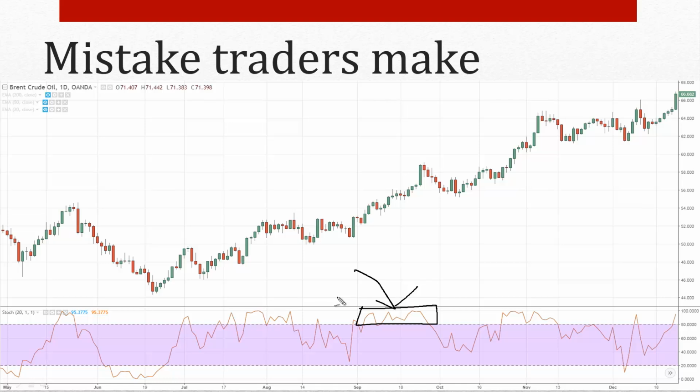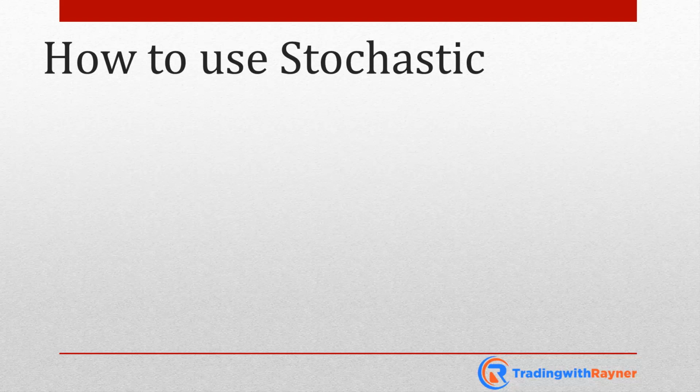Okay, so now it's no surprise why, if you do this, you're constantly getting stopped out over and over again. So this is a mistake that traders make. Do not blindly short just because stochastic tells you that it's overbought or oversold. Okay, so what should you do instead? So how do you use stochastic then?